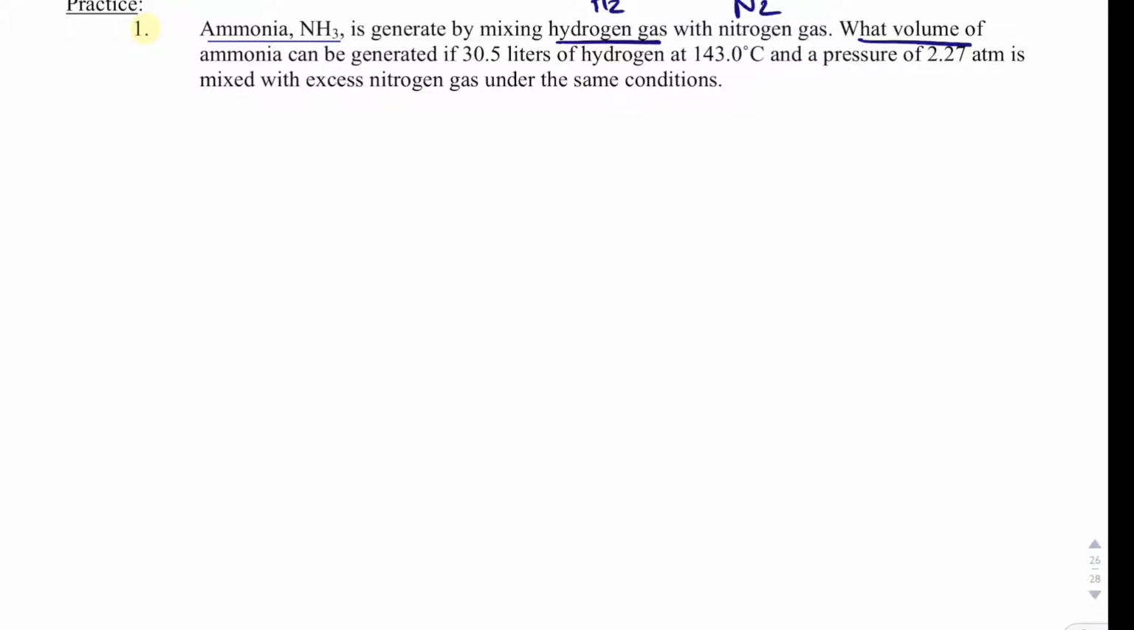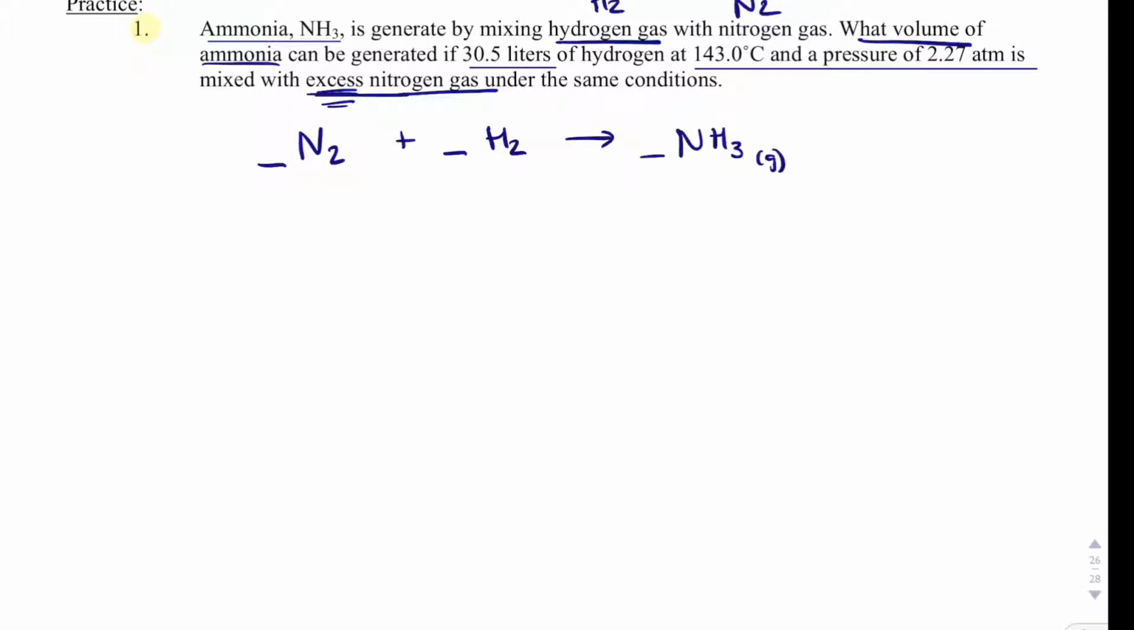I want to know what volume of ammonia can be generated if we have 30.5 liters of hydrogen at 143 degrees Celsius and a pressure of 2.27 atmospheres, and we mix it with excess nitrogen gas. Okay, so that word excess is important, under the same conditions. So my reaction is that I'm going to take nitrogen plus hydrogen, and I'm going to get ammonia. These are all gases. Put a 3 there and a 2 there to get that balanced.